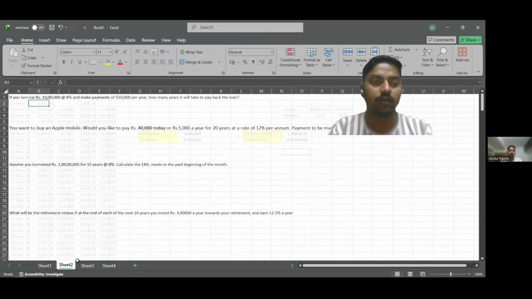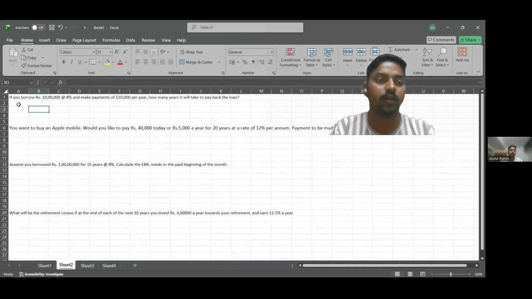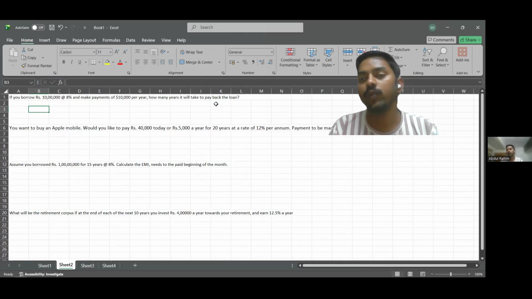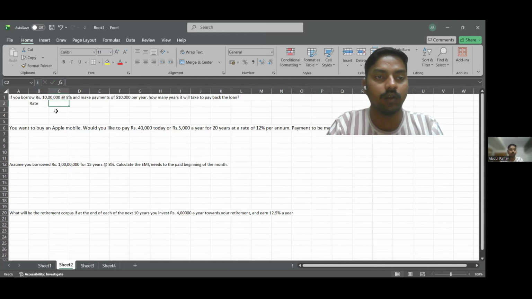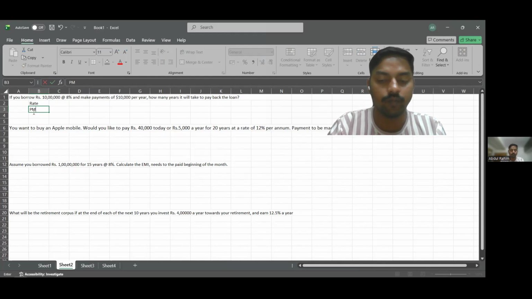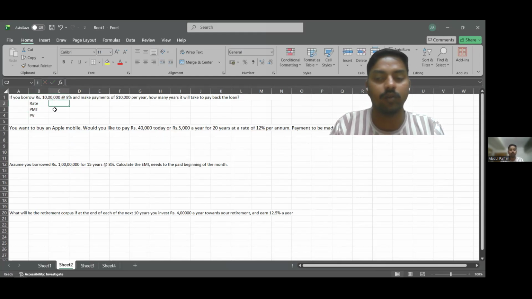Now we are moving to the second step. Here is a question. If you borrow 10 lakh rupees at 8% rate and make a payment of 10,000 per year, how many years will it take to pay the loan? So first we can write down rate, PMT and present value.